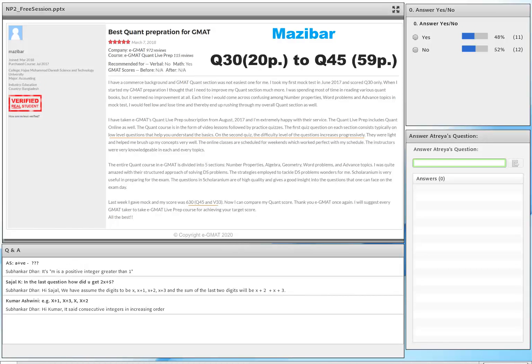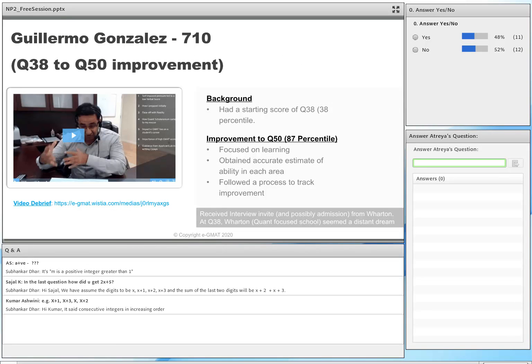So he did all of that. He used Scholaranium as well. You can read his review on GMAT Club. He used all of that, and from a 20 percentile, he reached a Q45, which is almost the 60 percentile in GMAT. Right, and that's a good jump. The next story is for people who think you need to be a math whiz. This is specifically for you.